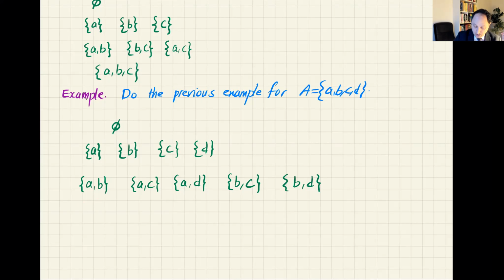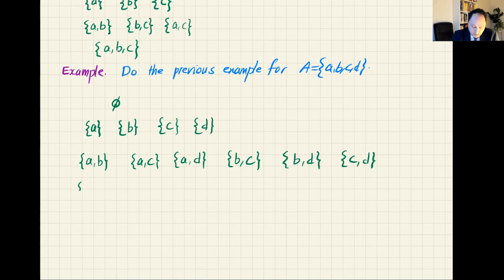When B is finished, I go to the next element, which is C. But I will not write C with the previous ones, because CB and BC are the same. So I write C and the last one, which is D. Okay, I don't think that there are more of these 2-element subsets. Then I need to go to 3-element subsets. So what are they? Again, you need to be careful. It becomes a little bit tedious work.